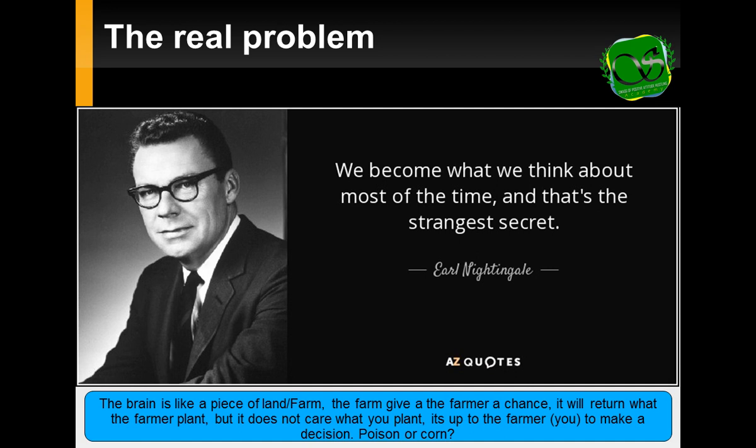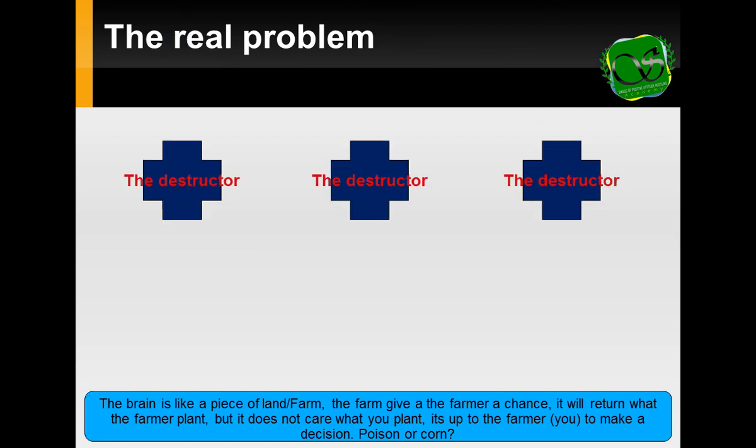You plant poison, you get the results of poison. You plant corn, you have a good farm of corn, and then you make a business out of it. That's very simple. Great. So let's continue.